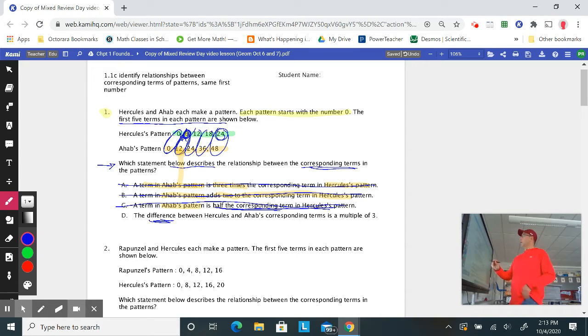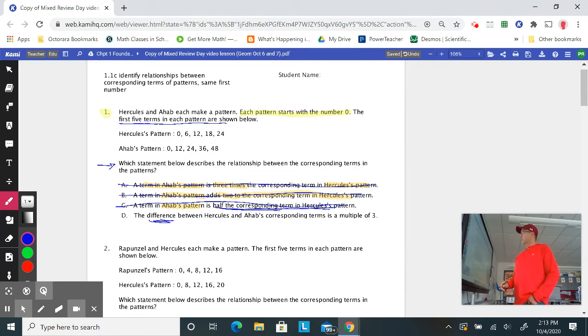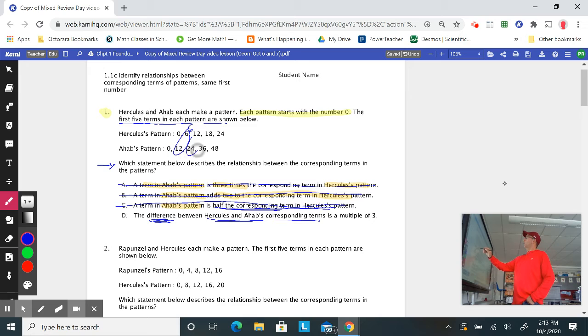So let me pause the video and erase some things. So again, D says the difference. You're going to subtract the difference between the Hercules and Ahab's corresponding terms. So let's subtract the 12 and the 6. You get a 6. Let's subtract 24 and 12. 24 minus 12 is 12. So if you can read my writing, 36 minus 18 is 18. 48 minus 24 is 24. So those are the differences right there.